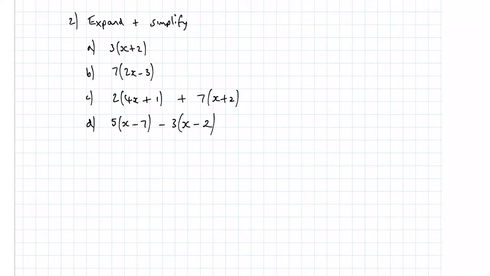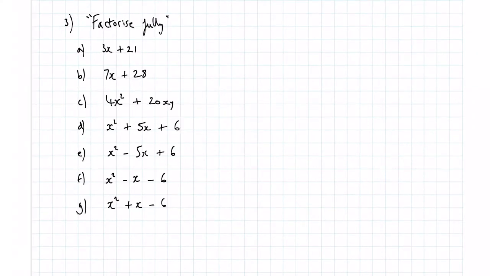On to question 3, factorise fully. This is causing problems for some of you. For example, if I was to say question C needs to go into one bracket, and quite a few of you will identify that 4 divides into both parts, and you'll put 4 outside your bracket. So if I show you that, you might think to yourself, well, 4 goes out there.